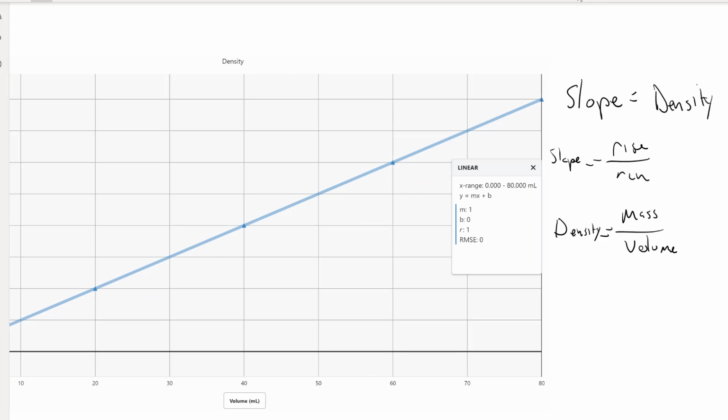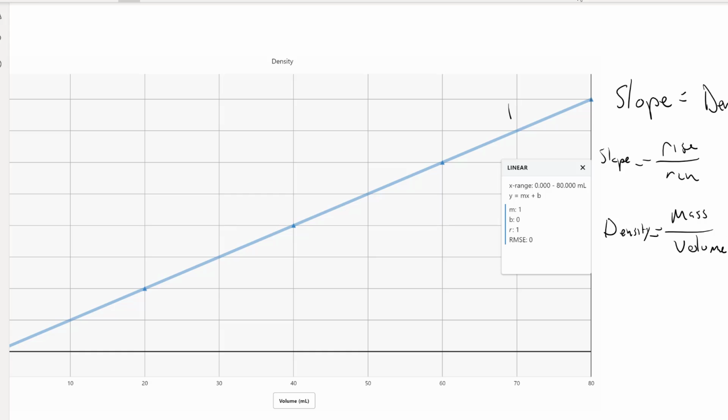In this case, one of the important things that you want to remember is that when considering plain water, its slope is 1 gram per milliliter. Or in other words, it has a density of 1 gram per milliliter for water. That's one thing that you guys will want to remember.